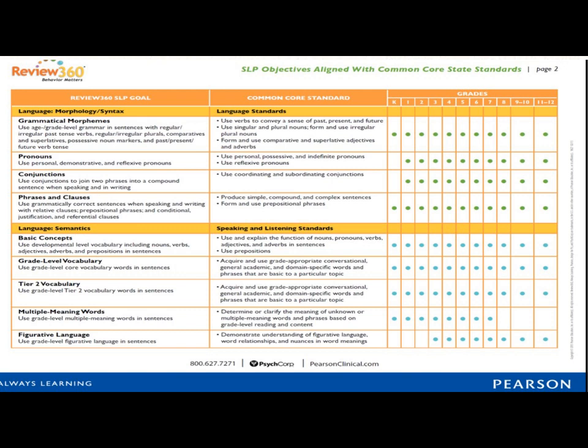For pronouns, you can work in grades 1 through 12 on a standards-based goal for pronouns. Students are expected to, depending on grade level, use personal, possessive, and indefinite pronouns and reflexive pronouns. When you're looking at conjunctions, students in grades 1 through 12 are expected in the standards to use coordinating and subordinating conjunctions depending on grade level.